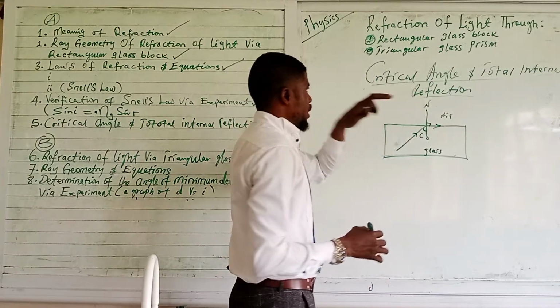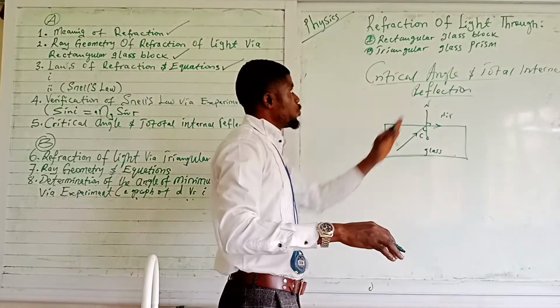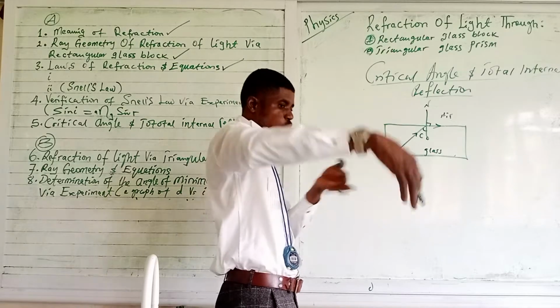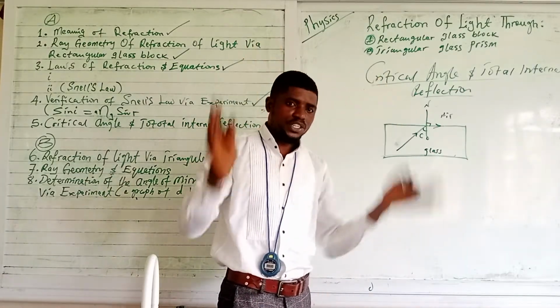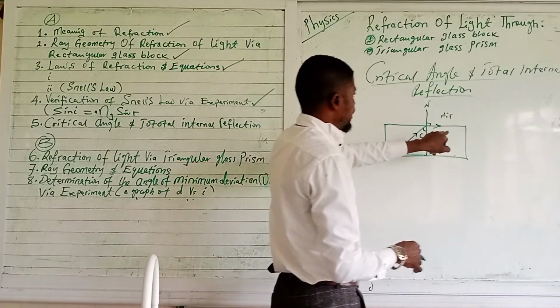Total internal reflection was what I did not explain very well in that video. So just click in the description box below and you watch all the videos on this series. So this is what we call the critical angle.